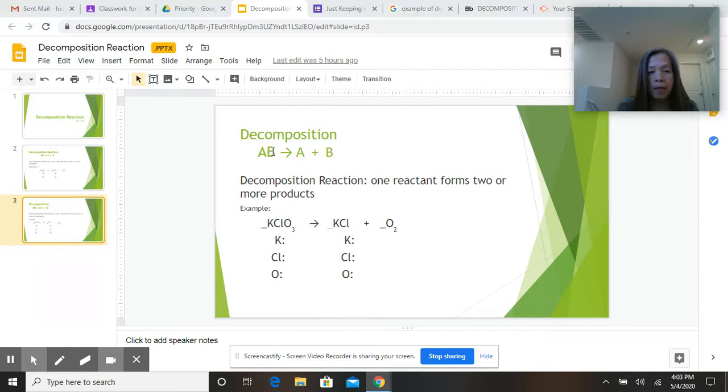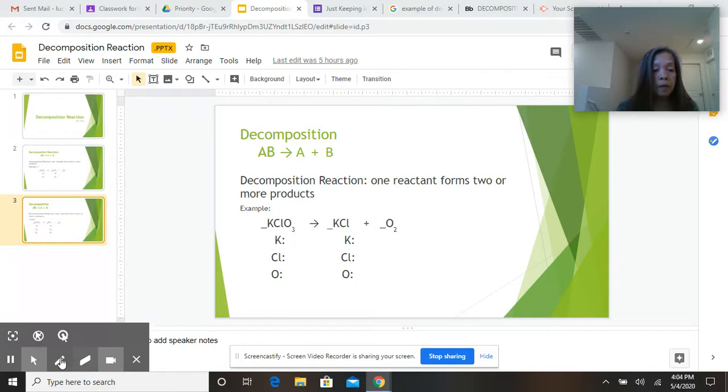Now, our main objective in this decomposition reaction is to balance the equation. So remember, balancing an equation is really important in a chemical reaction because we need to preserve the law of conservation of mass. We know that mass could not be lost nor gained. It is still there. Reactant mass is equal to product mass.